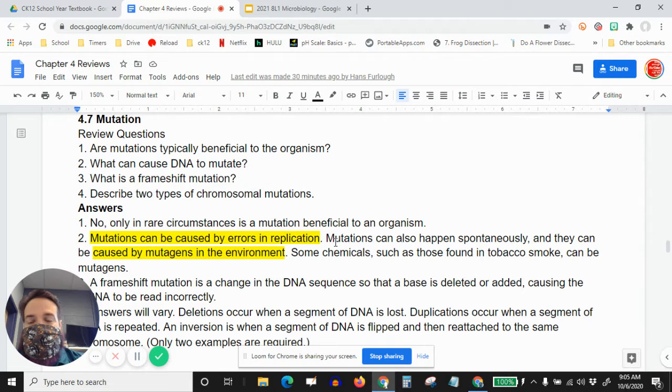All right, mutations. Now, mutations are important because the state standards for 8th grade science have us learn about diseases. And some diseases are genetic, and so they come about partly because of mutations. They could be an error in the replication, just a mistake when the cells are copying the DNA. They could also happen spontaneously, caused by mutation or mutagen in the environment.